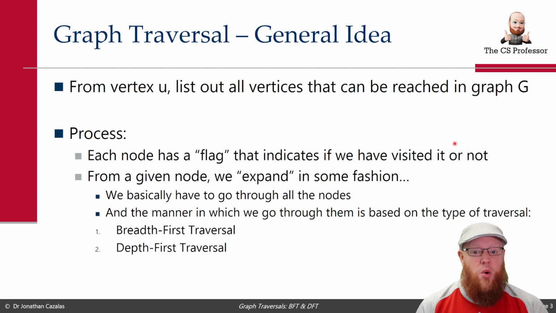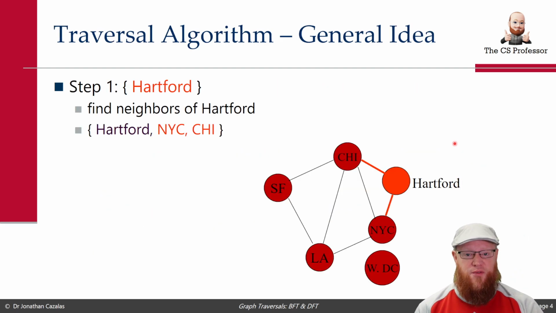Each node is going to have a flag that indicates whether or not we have visited that particular vertex. In the United Airlines example, a flag indicating whether or not we have visited that particular city. From that vertex, we can then expand in some fashion. We can either expand downward, down this depth first path going through nodes, or we can expand outward in this breadth first manner. The way in which we expand is based on the traversal. Is it a depth first traversal? Is it a breadth first traversal?